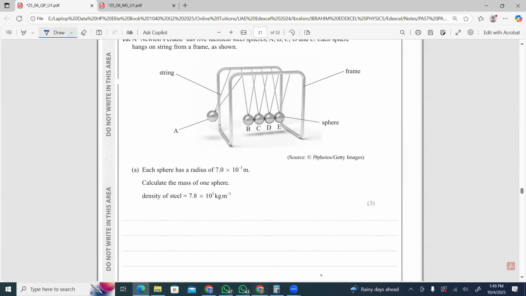So density is mass over volume. So mass is rho into volume. And they're just saying one sphere. So density is 7.8 into 10 raised to the power 3. And the volume of the sphere is 4 over 3 pi into r cube, which is 7 into 10 raised to the power minus 3, cubed.